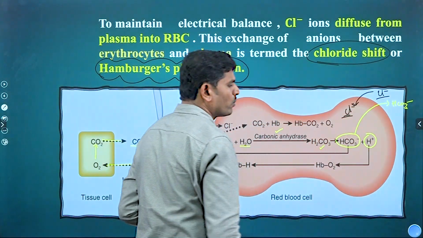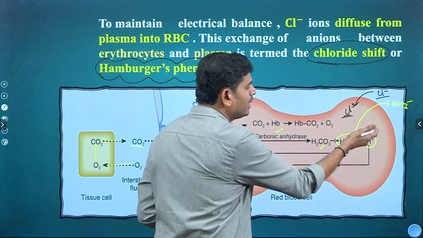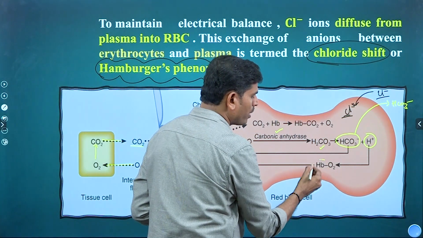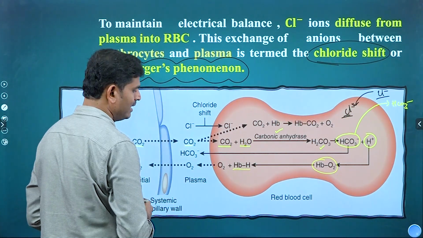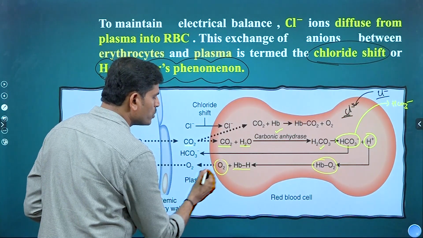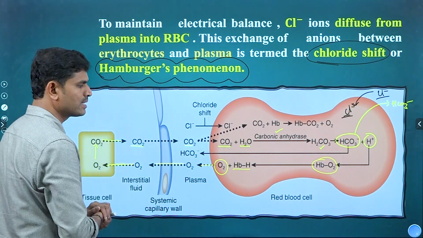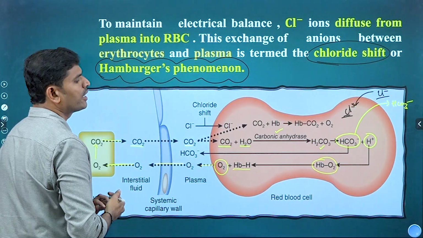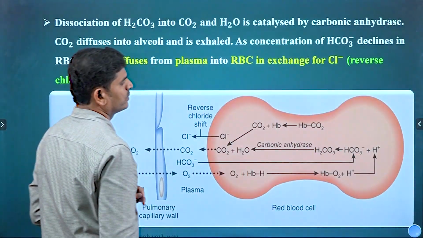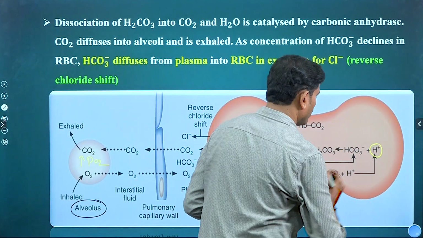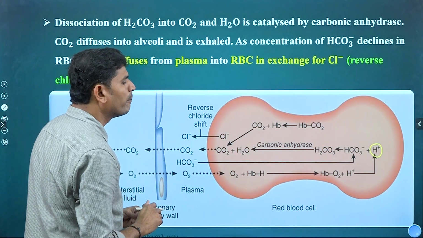bicarbonate ions shifted outside. What about H plus ions? In the presence of a high level of H plus ions, they will dissociate the bond of HbO2 and form HHb, hemoglobinic acid. Then the O2 which is released is made available to the cells, and the cells make use of this oxygen and again produce carbon dioxide. Now we are going to discuss these H plus ions here. What happens? These H plus ions are going to combine with bicarbonate ions.